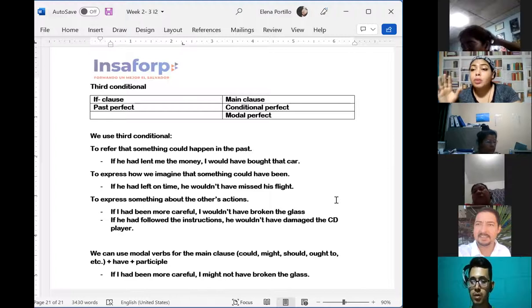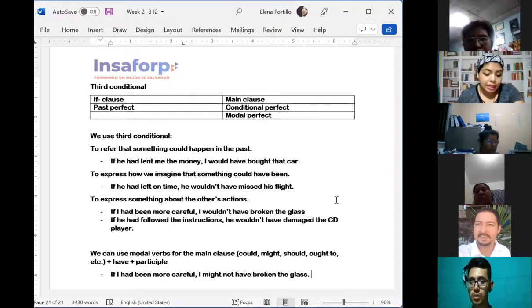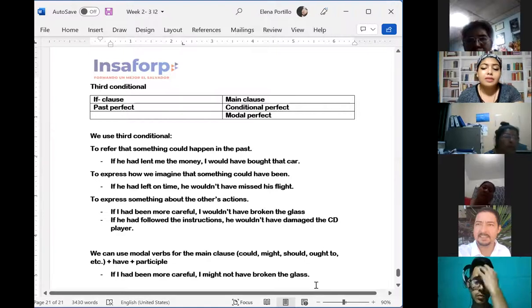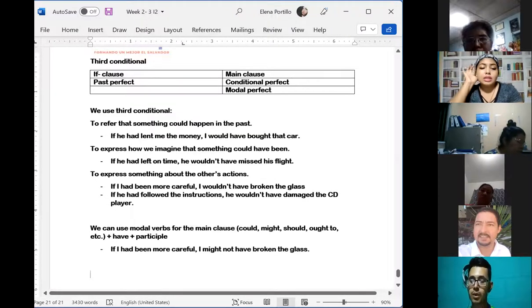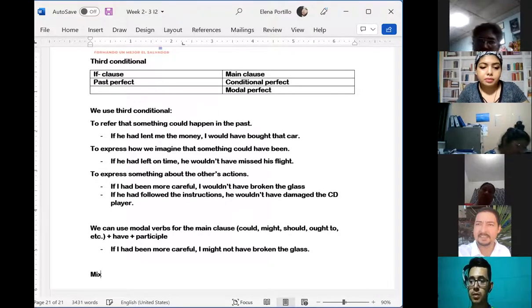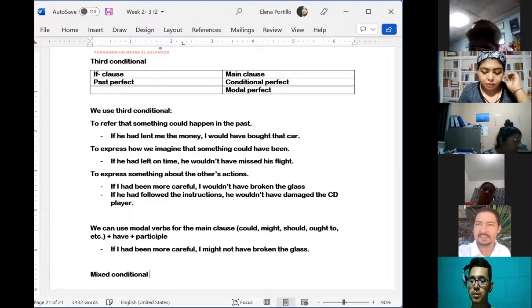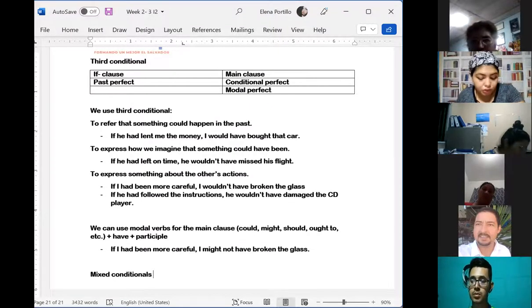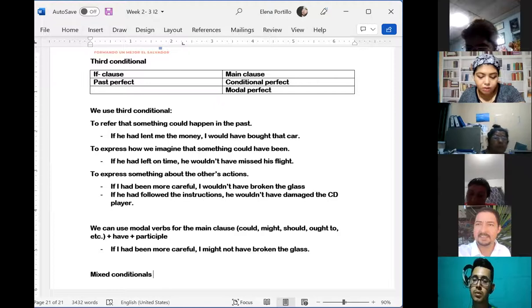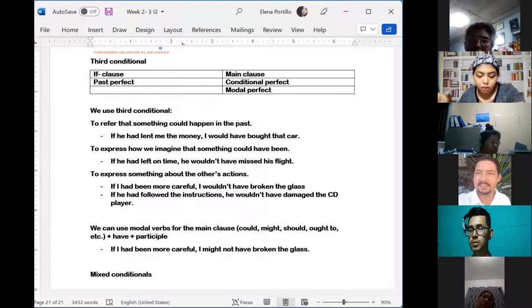But we have another thing that is very important that we can use with this kind of sentence, that is the mixed conditional. We have that part also that we can use. That is the mixed conditional. And it says that we can create this kind of conditional sentence using the if clause of the third conditional and the main clause of the second conditional. In this kind of conditional, it refers to the result that an action that happened in the past has in the present.